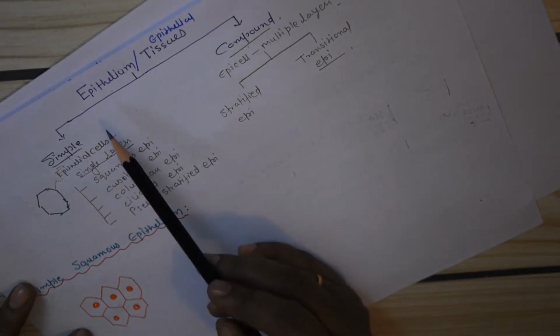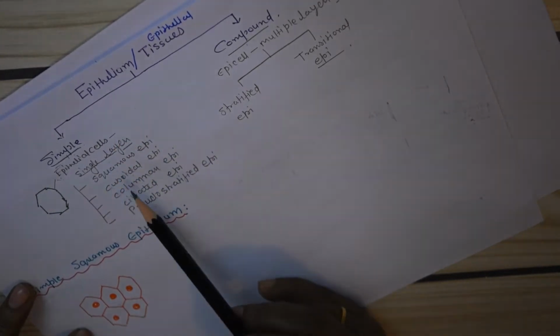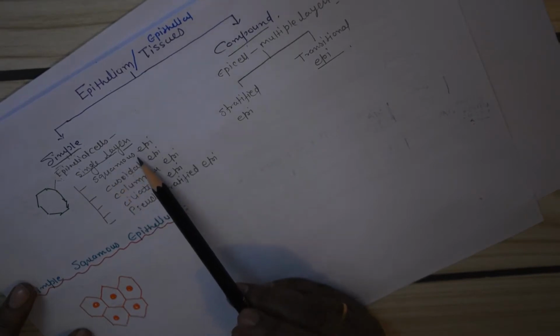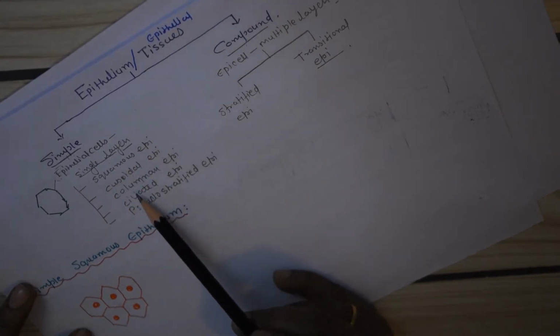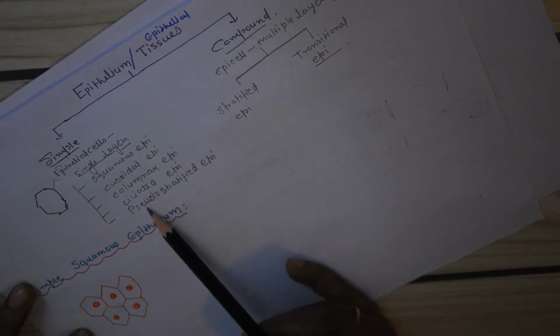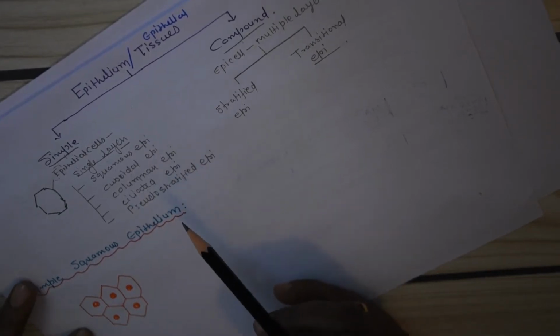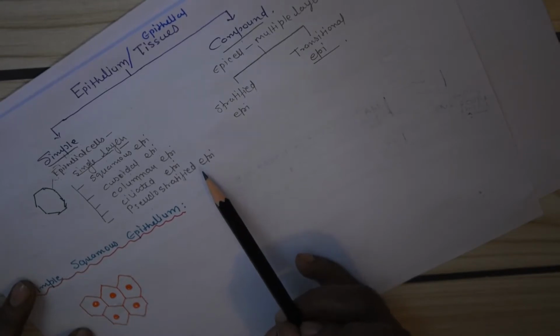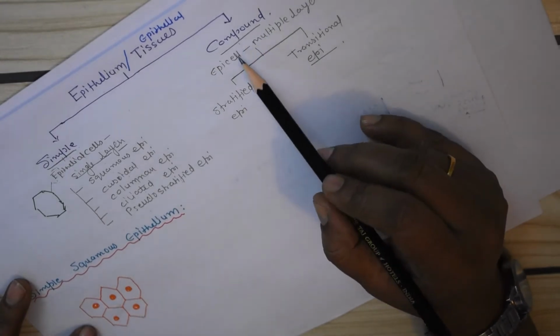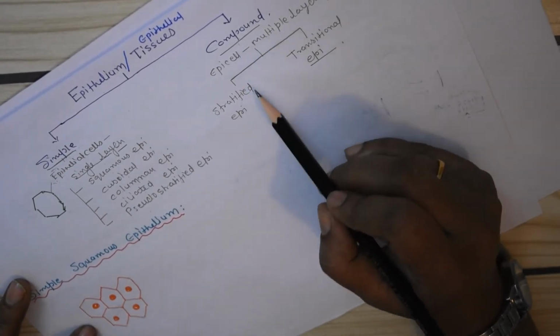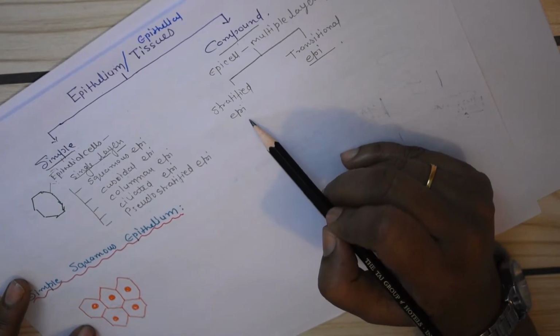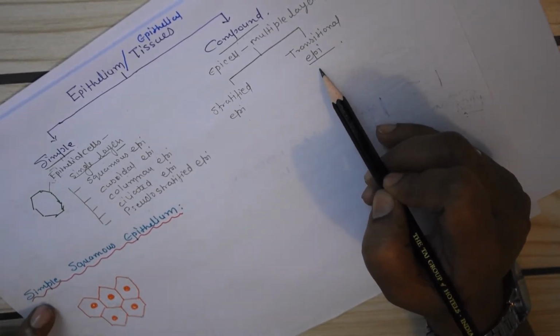Simple epithelial tissues are of different types. First is squamous epithelium, second cuboidal, third columnar, fourth ciliated, and the last one is pseudo-stratified epithelium. They are further classified, which we will study in detail later. Compound epithelium is of two types, stratified epithelium and transitional epithelium. Let's start with the simple epithelium. The first one is simple squamous epithelium.